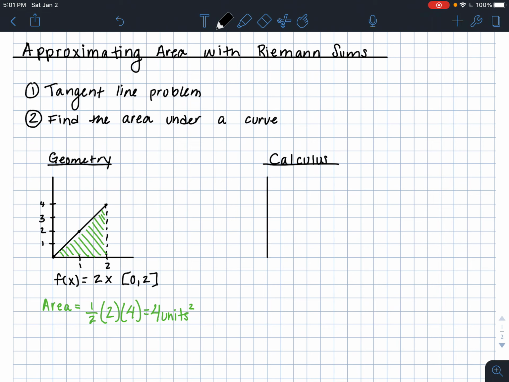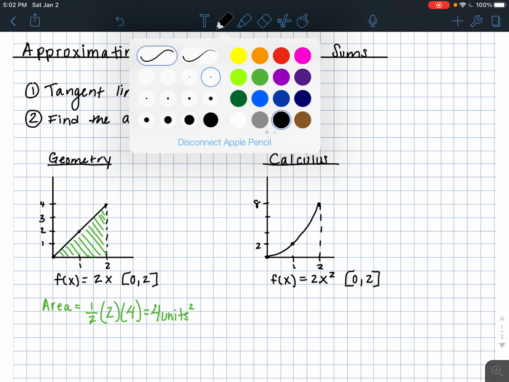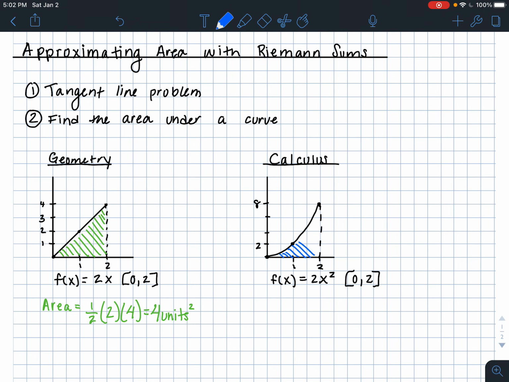Right, so now instead of having the same basic function, right, now let's look at a function like 2x squared, but over the same interval. Now we'll count by 2's on our y-axis. Right, except now it's curving, right? It's got a little bit of a curve to it. And so now to find that area, right, it's not quite a triangle. There's a little bit of concavity there, it's curving, right?